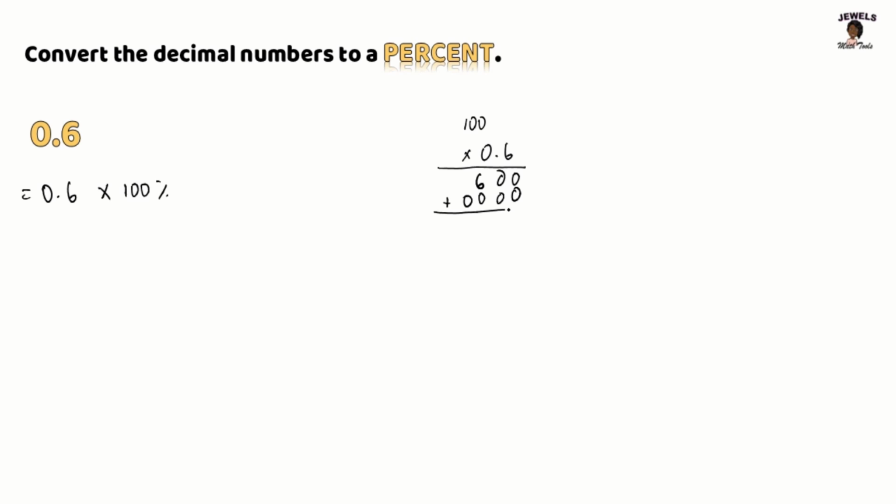Now let's sum our digits. 0 plus 0 is 0. Same thing again. 6 plus 0 is 6. And we're going to bring down our last 0.